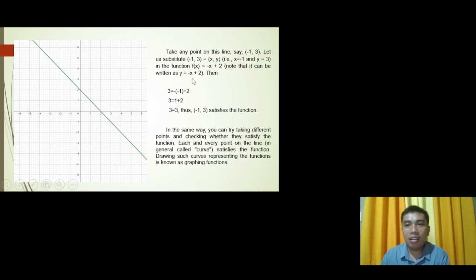Then x, the value of x is negative 1, so you also put that one in here. Remember that there is a negative here, so negative times negative, and then plus 2, you copy. That's it. So 3 equals 1 plus 2. 3 equals 3. Since 3 equals 3, the same, thus negative 1, 3 satisfies the function.